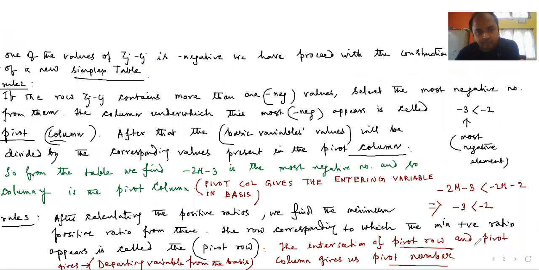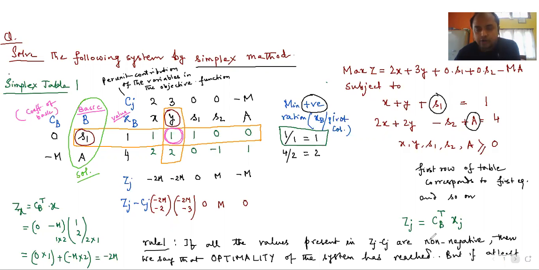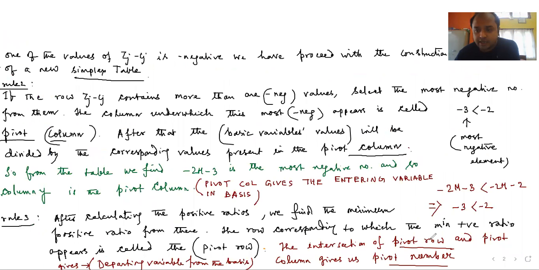So I'm going to construct my new simplex table. And why have I calculated the pivot number? What is the relevance of this? I'm writing over here.